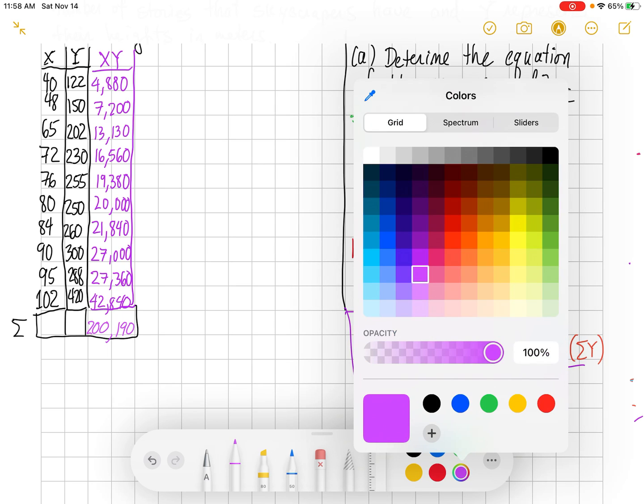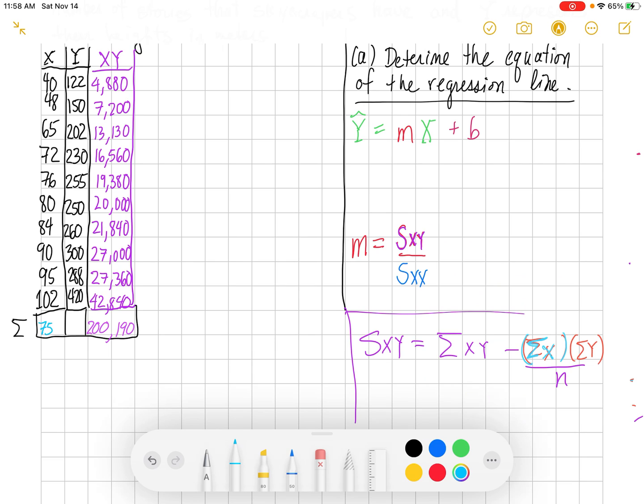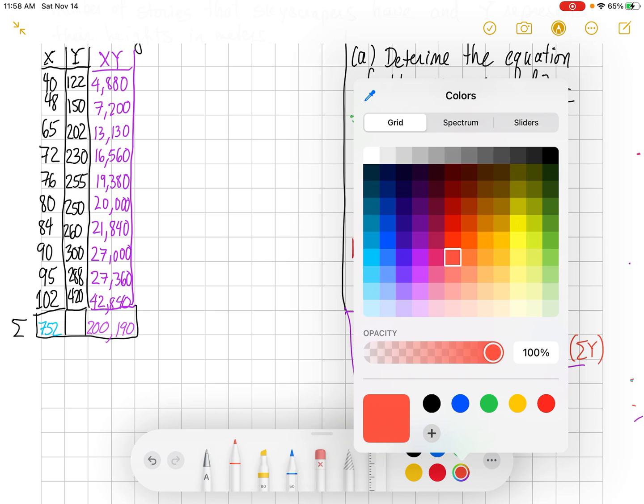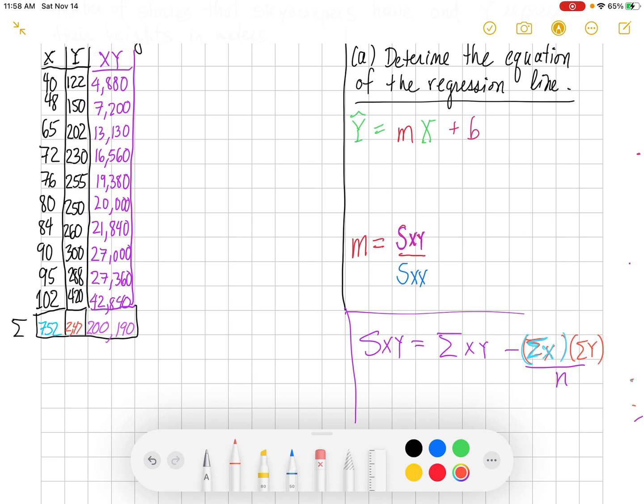When I add up the x's, I'll use the baby blue color for the sum of the x's. Add up all the x values in the x column, that's 752. And I add up the y's, it's the orange. Add up all the y values in the y column is 2,477.